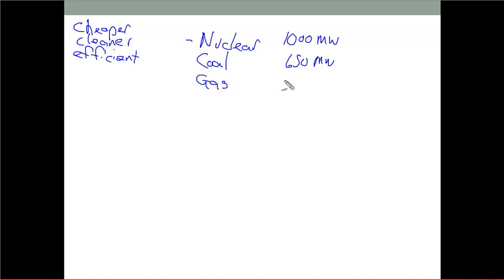And then the gas plants, we're talking gas turbines here, about 150 megawatts, stuff like that. We'll talk a little bit about gas turbines in a little while. But these days with shale gas and everything, gas plants are becoming some of the cheapest power on the grid.